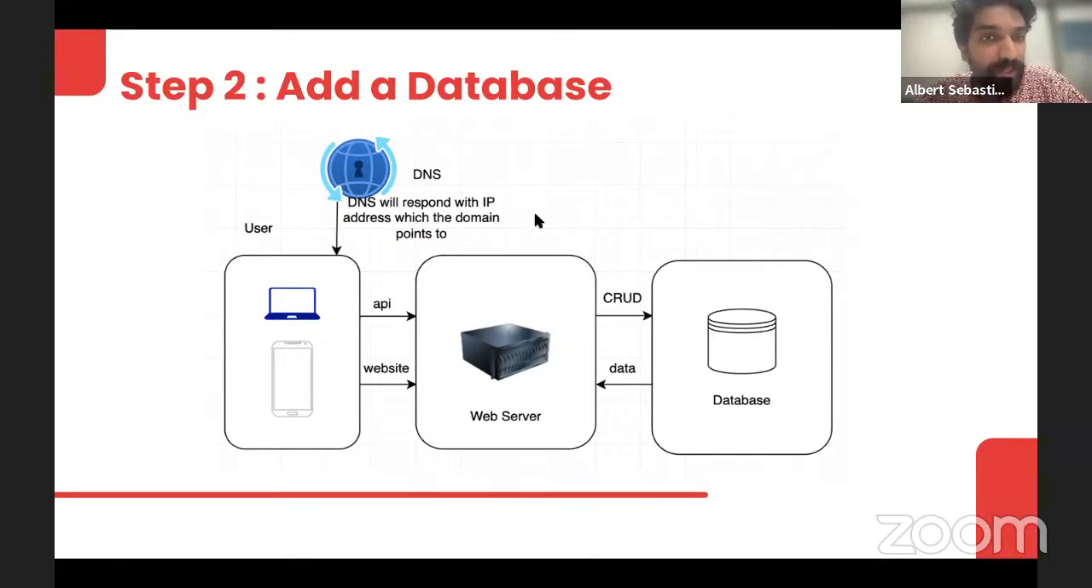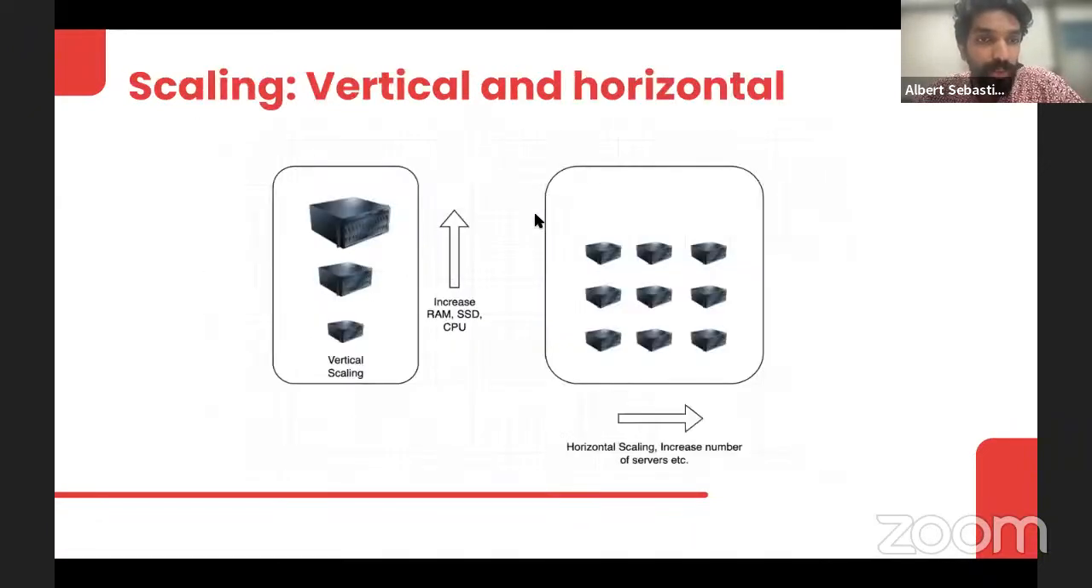Now, what happens after you add a database? Let's assume your application is becoming larger and larger, and you have many, many more users. So you have two ways to scale your applications: vertical scaling and horizontal scaling. Vertical scaling, as I mentioned before, is to increase the RAM, SSD, CPU, all of that. You can go from 8 GB RAM to maybe 16 GB or 32 GB RAM, or increase the space from 256 to 512 GB.